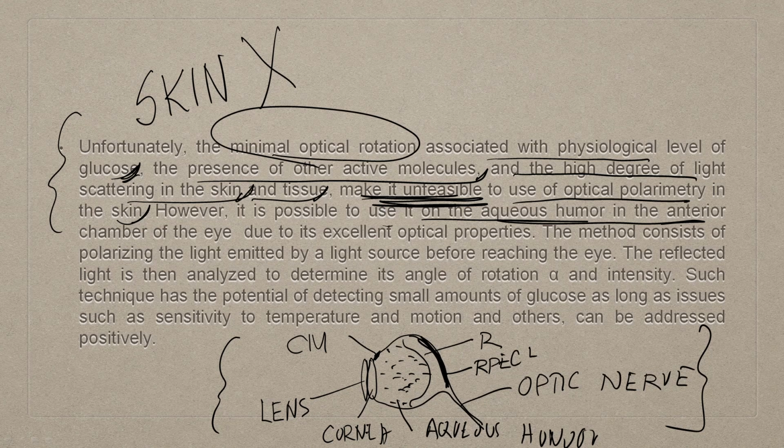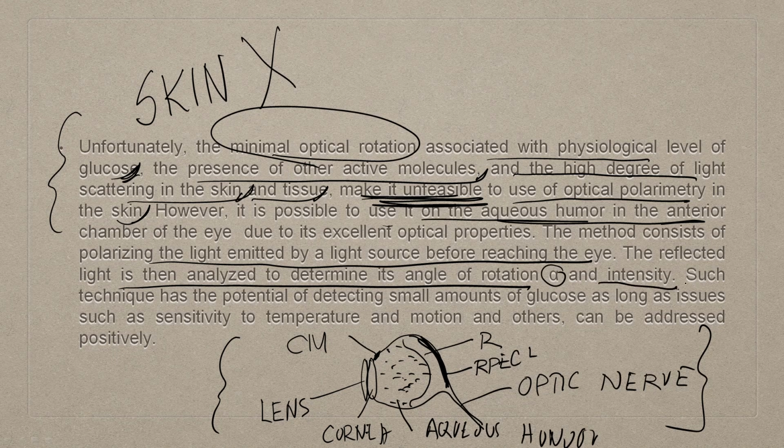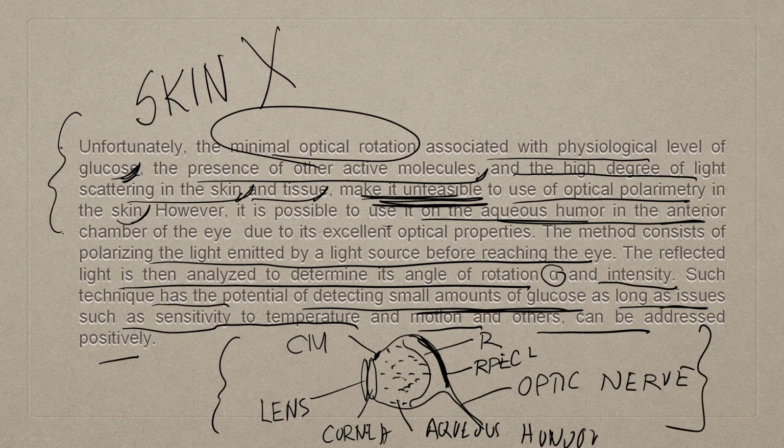The method consists of polarizing the light emitted by the light source before reaching the eye. The reflected light is then analyzed to determine the angle of rotation alpha and intensity. Such a technique has the potential of detecting a small amount of glucose, as long as issues such as sensitivity to temperature, motion and others can be addressed. Now, that brings us to a very interesting point.